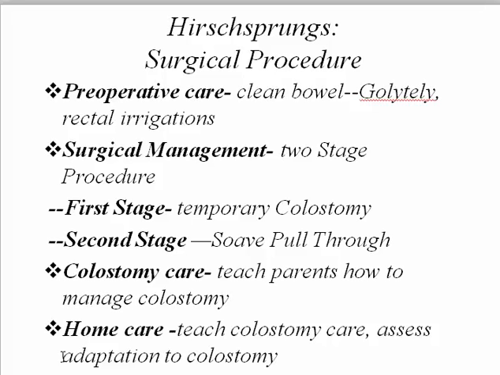For surgery, there's a two-stage procedure. The first stage is they're going to remove the aganglionic portion of the bowel, and so that will restore normal motility, and it will preserve the function of the anal sphincter. Then a temporary ostomy is created proximal to the aganglionic segment, which relieves obstruction and allows the dilated bowel to return to its normal size.